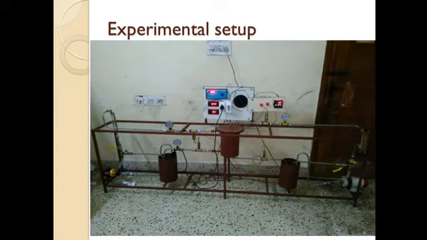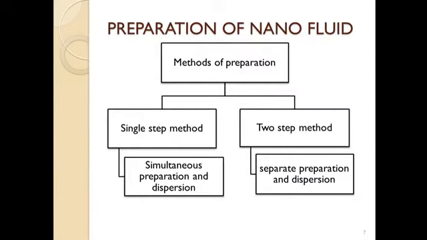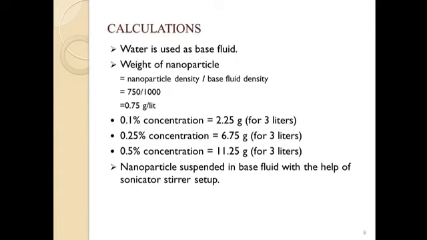Coming to the preparation of nanofluids, there are two methods, the single-step method and the two-step method. In the single-step method, preparation and dispersion of the nanoparticles are done simultaneously, and in the two-step method, preparation and dispersion are separate. Coming to the calculation, water is used as the base fluid, and the weight of the nanofluid is found using the nanoparticle density divided by the base fluid density. According to that, we got 0.75 grams per liter. Like that, we prepared three concentrations: 0.1, 0.25, and 0.5.